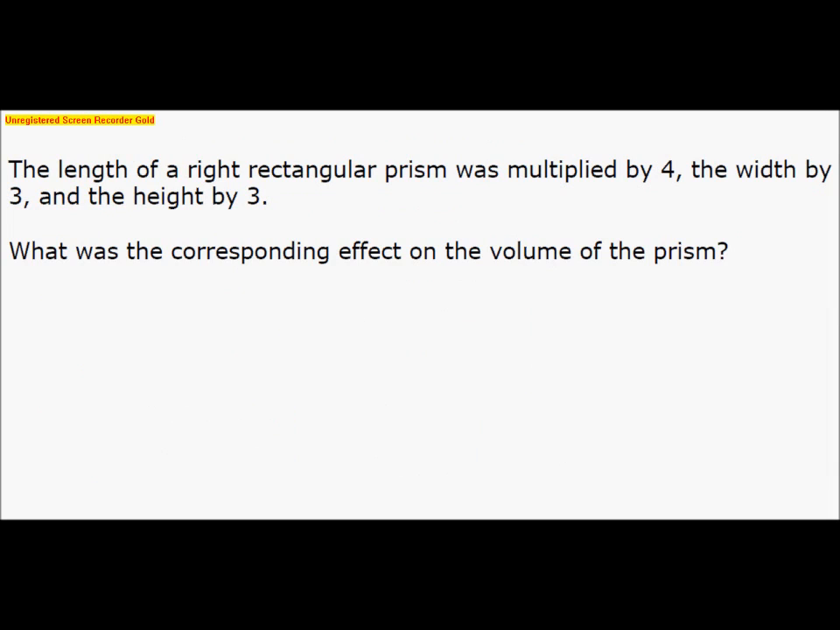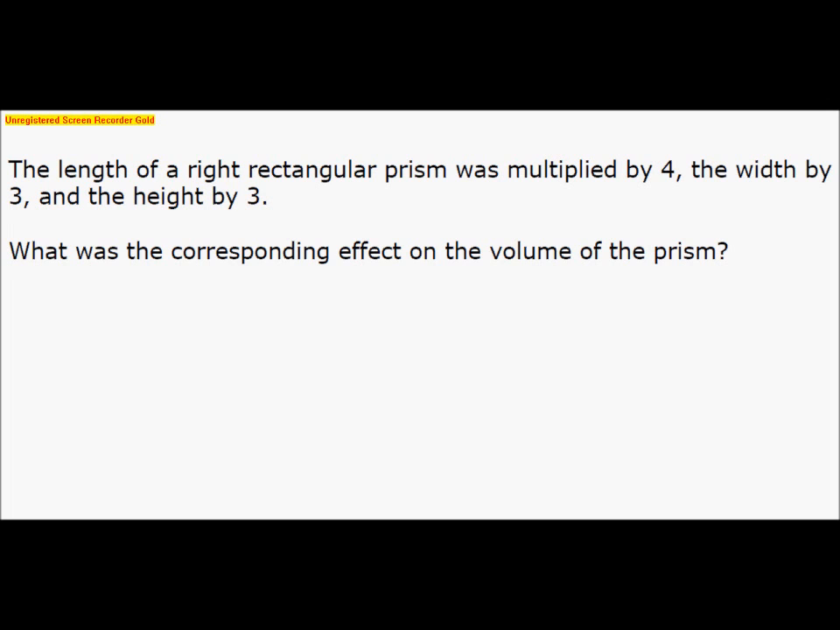Okay, let's look at one more problem here. All right, and so this last problem is a little bit different, and let's read it, and then I'll talk about why it's different. So it says the length of a right rectangular prism was multiplied by 4, the width by 3, and the height by 3. So what was the corresponding effect on the volume? Okay, and so the reason this is different, if you haven't figured it out already, is that each side is being multiplied by a different number, or I guess two of them are multiplied by the same number, but one is different.